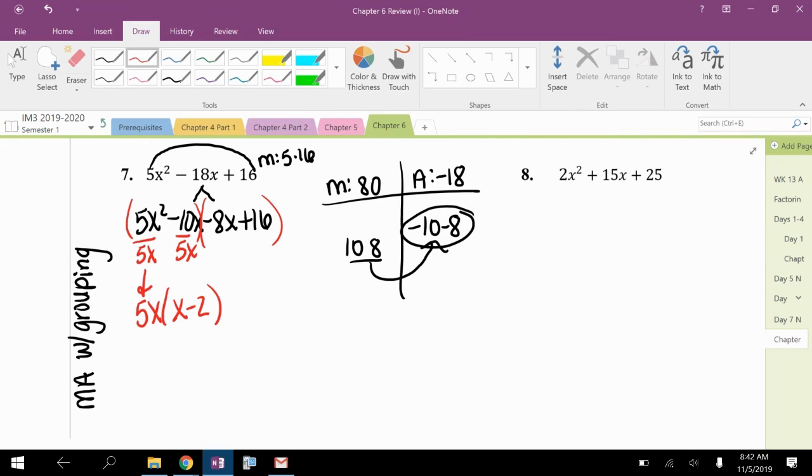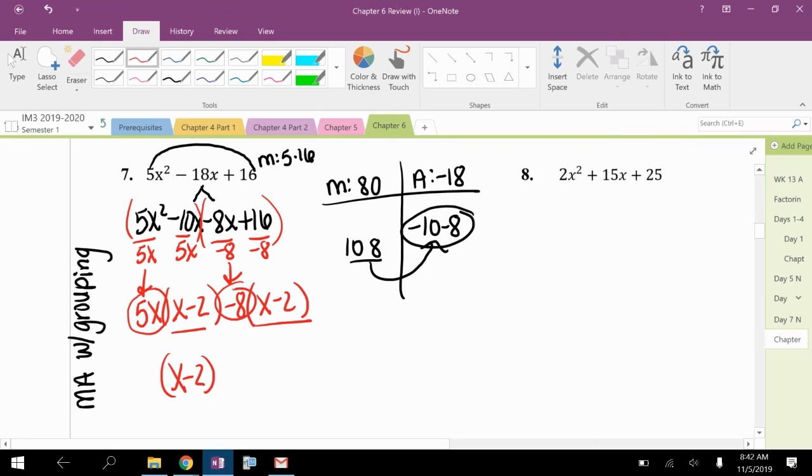Now, 8x and 16. But remember, there's a negative out in front. So what's the GCF? Good, negative 8. So that's going to come out, and I get x minus 2. And now we're at that last step because now we have the same thing. X minus 2 is the same. So that's a group, and whatever's on the outside is a group. And you're done. Lots of factor by grouping here.